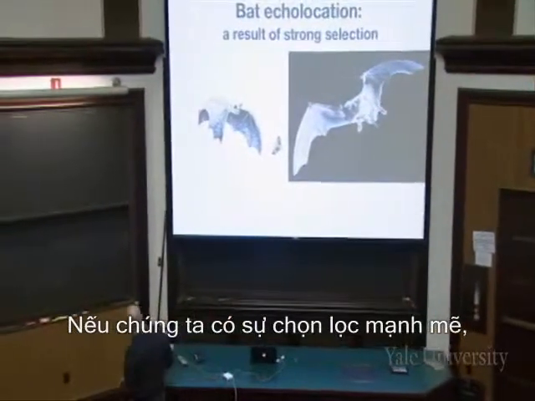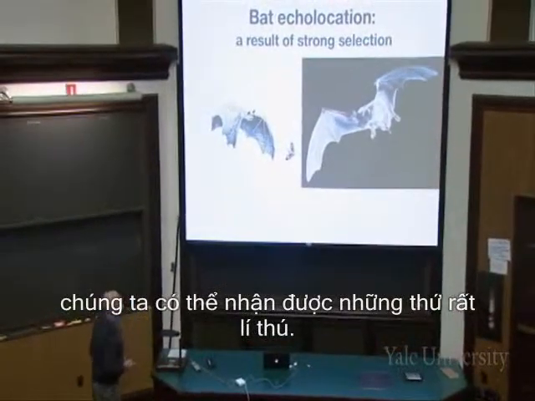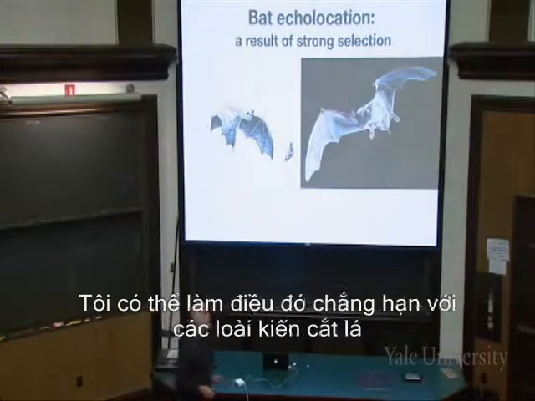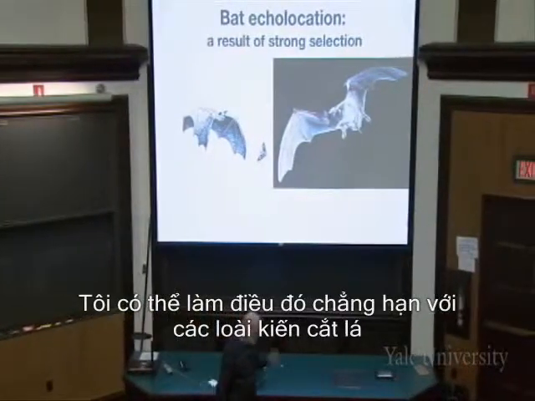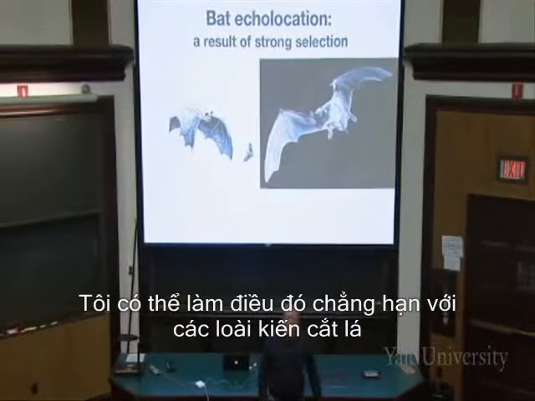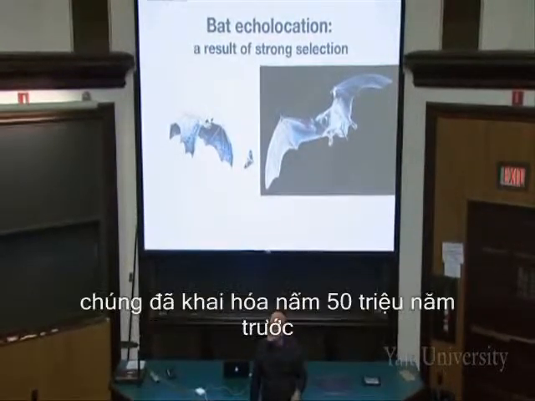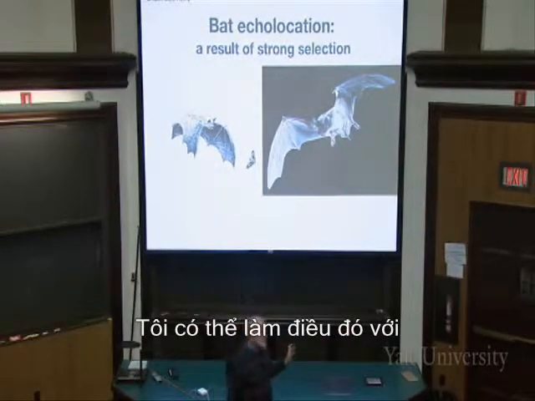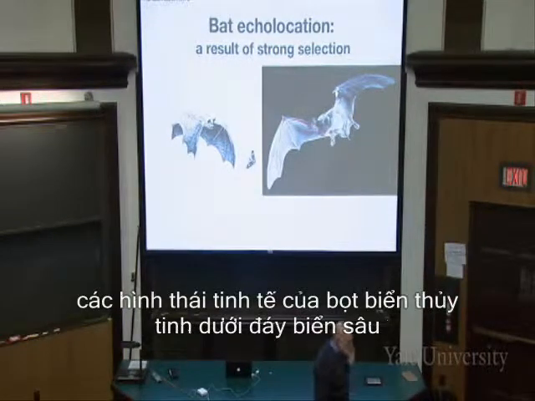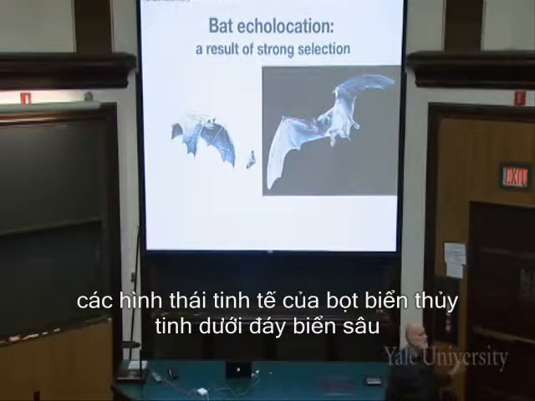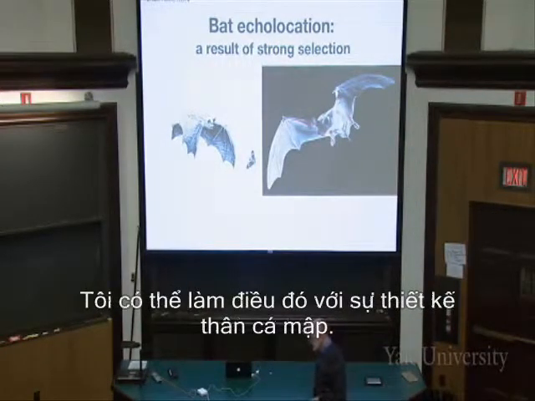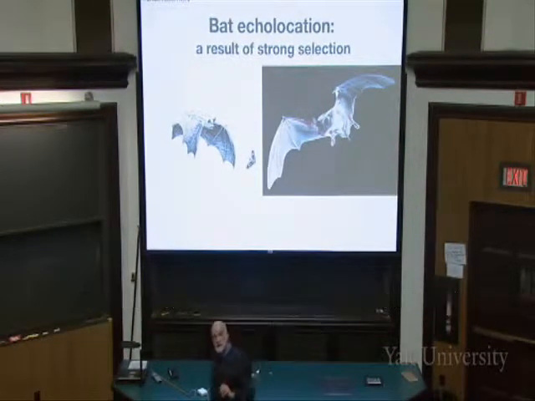If we have strong selection, we can get pretty amazing things. I could illustrate adaptation a lot of different ways. I could do it, say, with the leaf-cutting ants that were the first farmers. They domesticated a fungus 50 million years ago and have been cultivating it ever since. That would be one way I could do it. I could do it with the exquisite morphology of the deep-sea glass sponges and how efficient they are at filtering stuff out of the water. I could do it with the design of a shark's body.